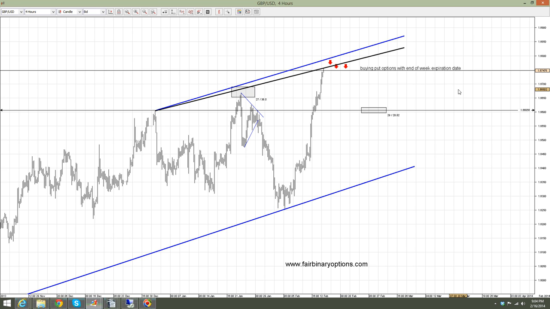Well, we would like to buy the put options by the time that this trend line here is going to be broken. So watch it closely when price is coming and breaks this trend line here for the downside. This is the moment when we want to buy put options with end of week expiration date.